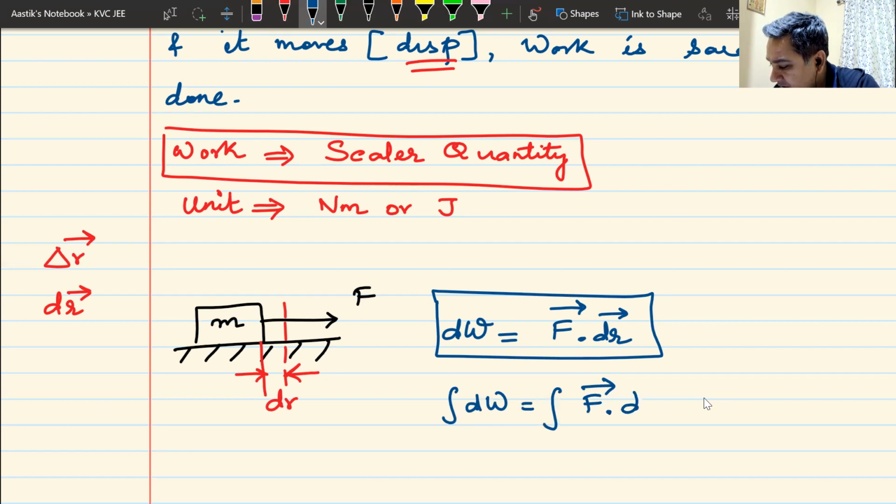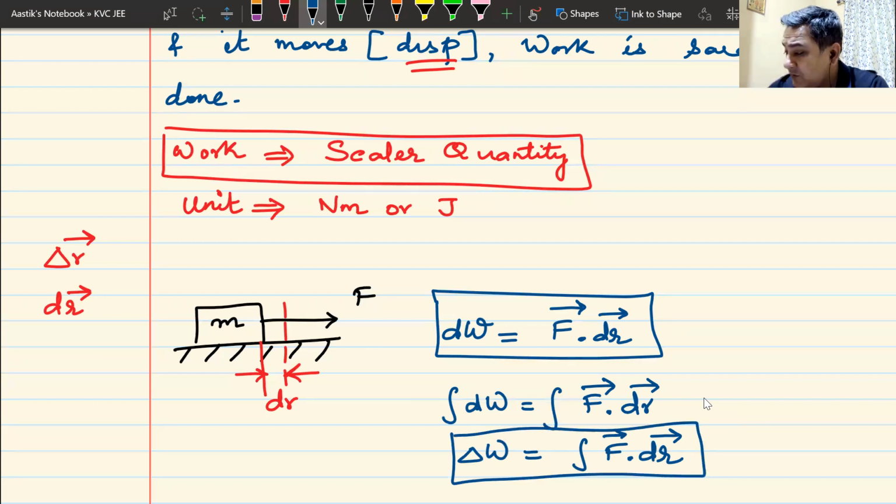We have done this in chapter number 1. I'm sure you know this. So I integrate both sides. On the left hand side, I will get the work done. On the right hand side, there would be an integral. Now, whenever I am writing work done, I am always writing it as delta W. I don't know why. I'll tell you the reason. So delta W, the work done, is F dot dr, and both are vectors.